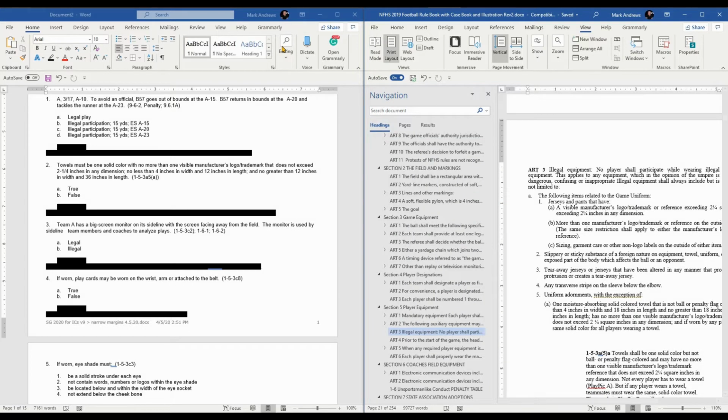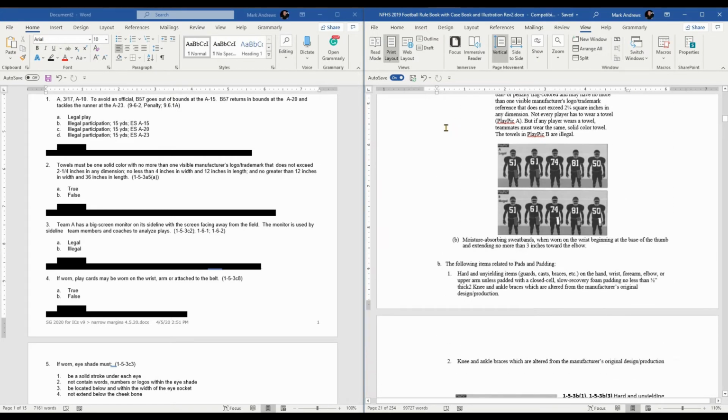Okay. Question number 3. Team A has a big screen monitor on its sideline with the screen facing away from the field. The monitor is used by sideline team members and coaches to analyze plays. And the rule reference is 153C2. Well, 153 deals with illegal equipment, and I would really encourage you to spend some time getting to know this rule.